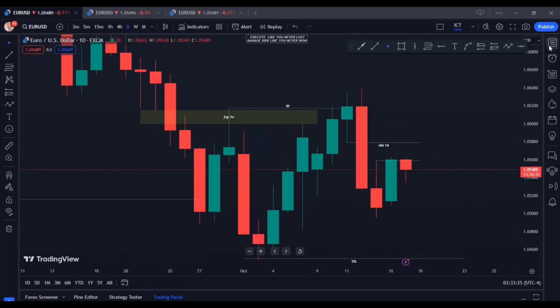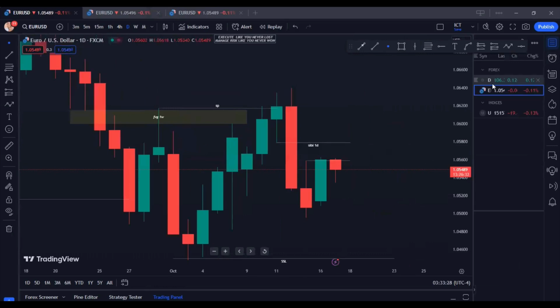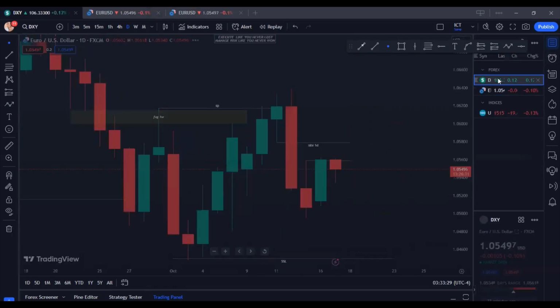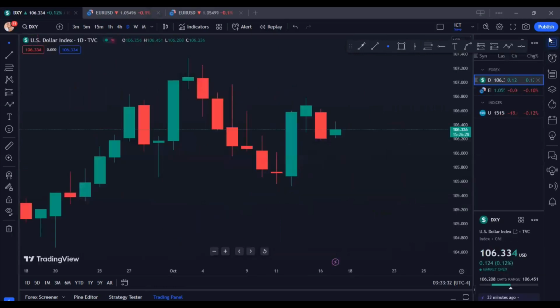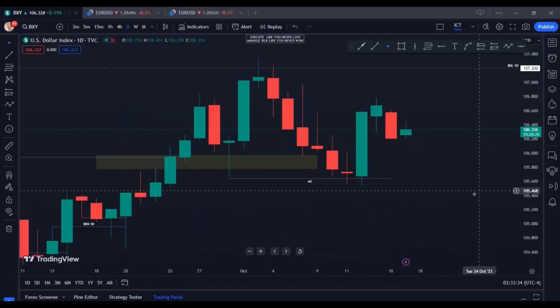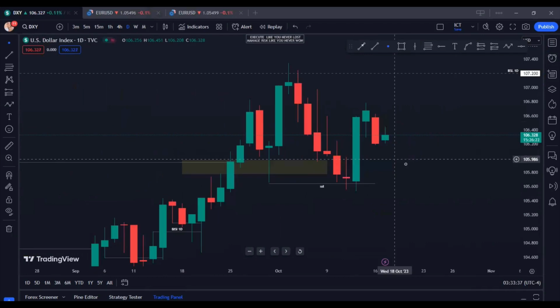Now let's check the DXY. You will see that the DXY most times does the opposite of what Euro USD is doing, because the most correlated pair with the DXY is Euro USD, right? Most correlated pair with the DXY is Euro USD.